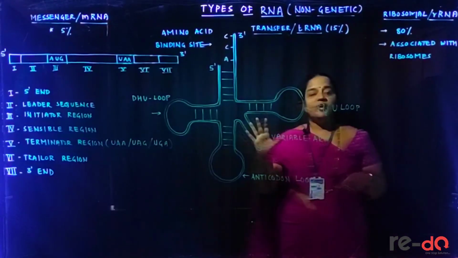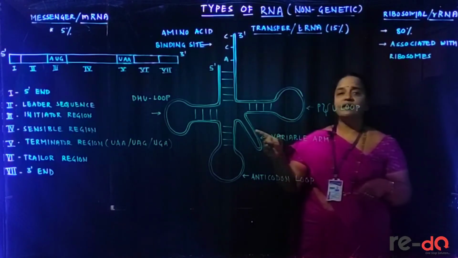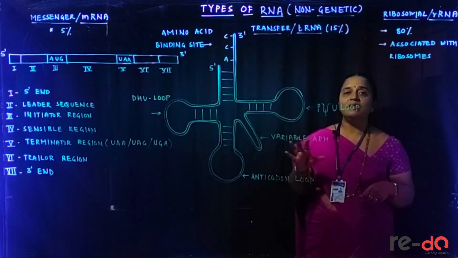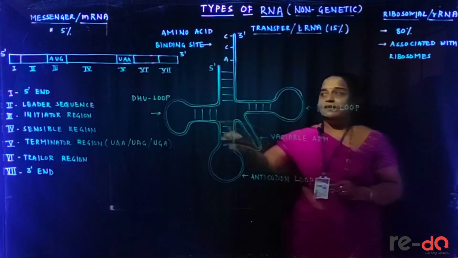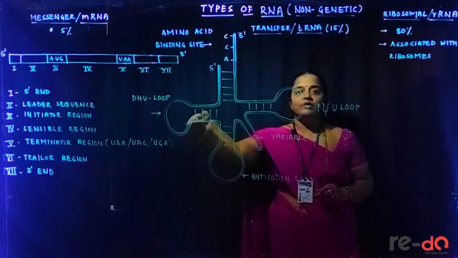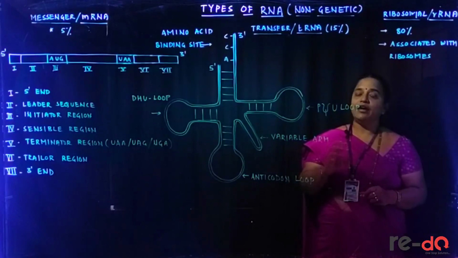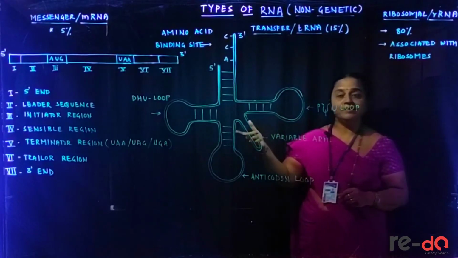So this diagram carries 5 marks weightage. These labelings are essential when you draw the diagram. It is called an adapter molecule because it serves various functions. You can see the loop here towards my left hand side. It is the DHU loop, the dihydroxyuridine loop. This name depends upon the nucleotides present there.